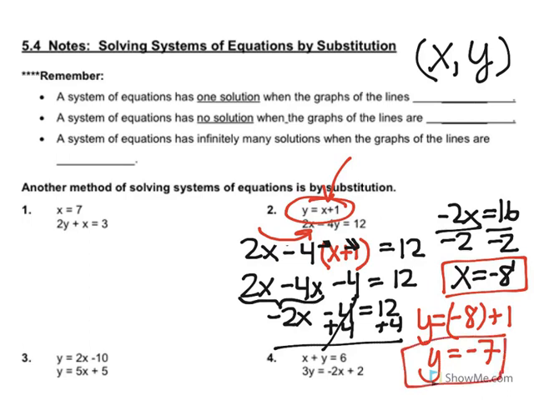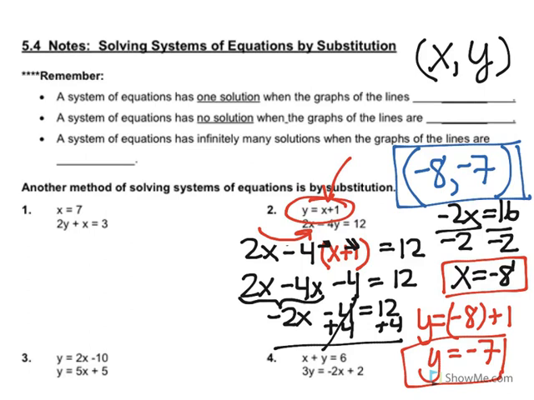So if I was going to write this solution as an ordered pair, I would do it like this. X is negative 8, comma, y is equal to negative 7. So negative 8, negative 7 is our solution. You want to make sure it works. Plug those things in for x and y in your equations and make sure your equations come out true.